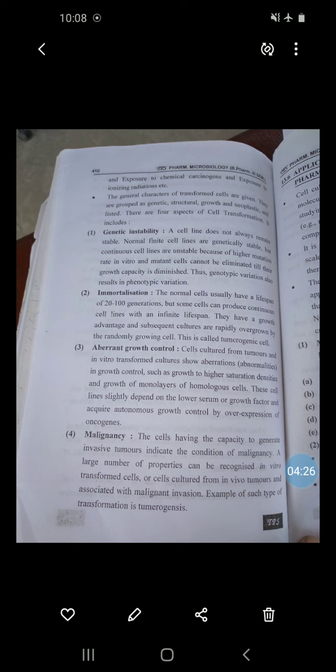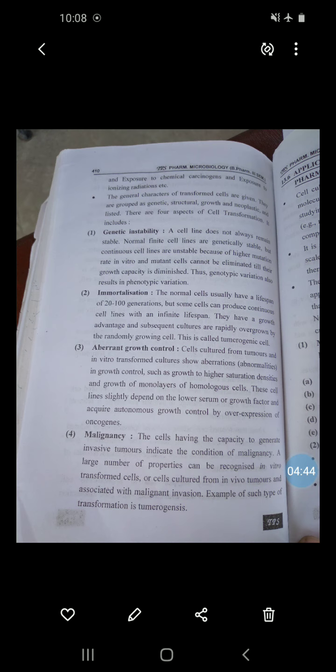Cell culture is one of the major tools used in cellular as well as molecular microbiology, and it provides an excellent model system for studying the normal physiology as well as biochemistry of cells. For example, metabolic studies, aging studies, the effect of drugs and toxic compounds on cells, and mutagenesis and carcinogenesis.